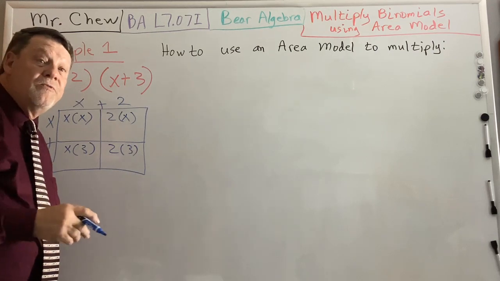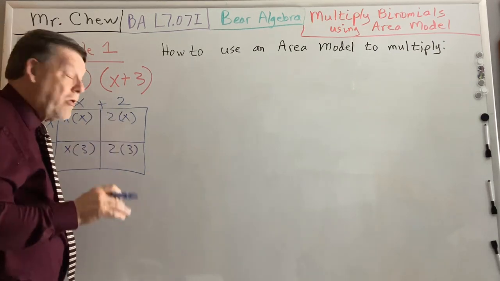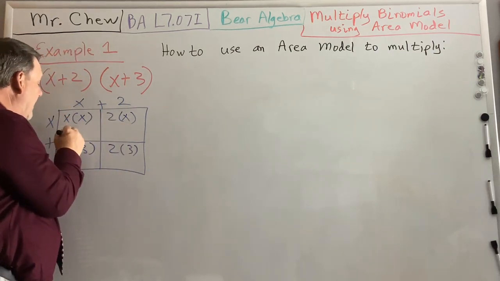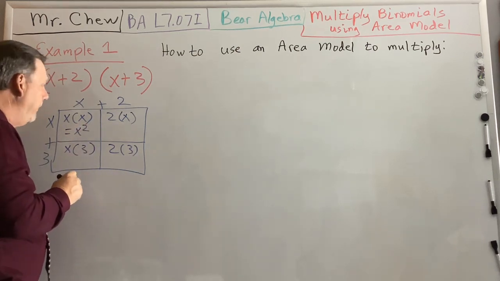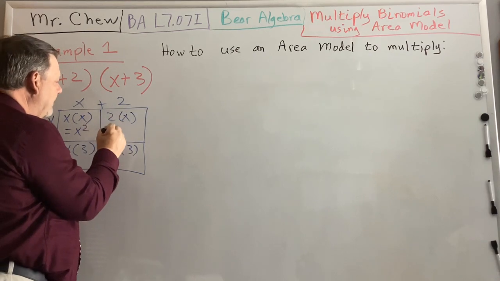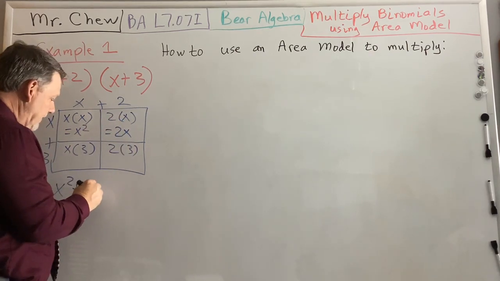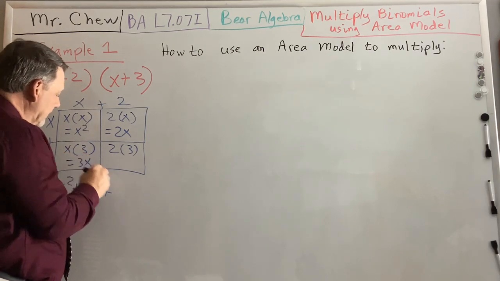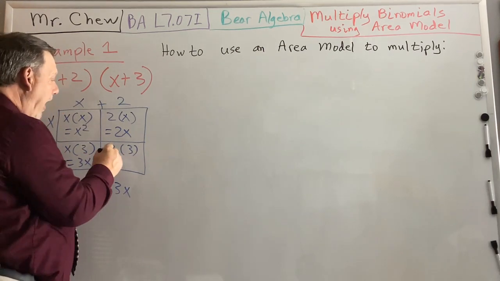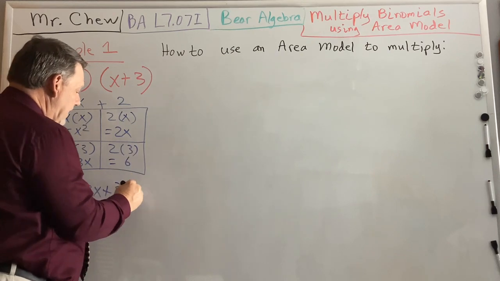And now I'm going to find the product in each smaller rectangle. x times x is x squared. 2 times x is 2x. x times 3 is 3x. And then 2 times 3 is 6.